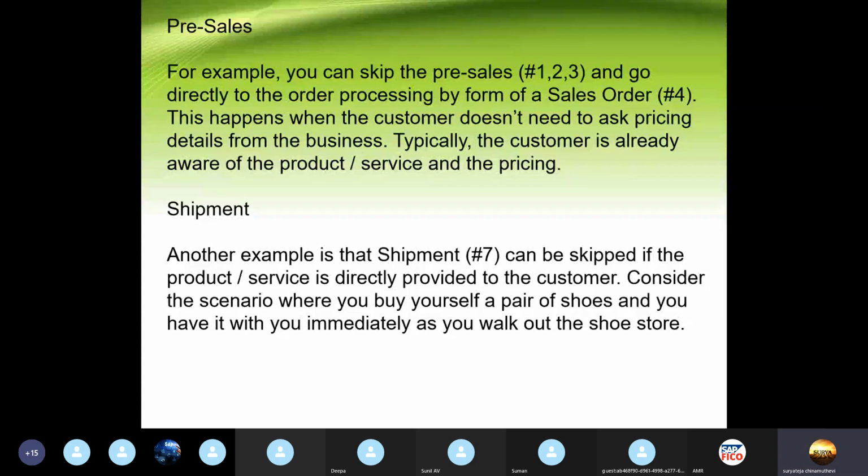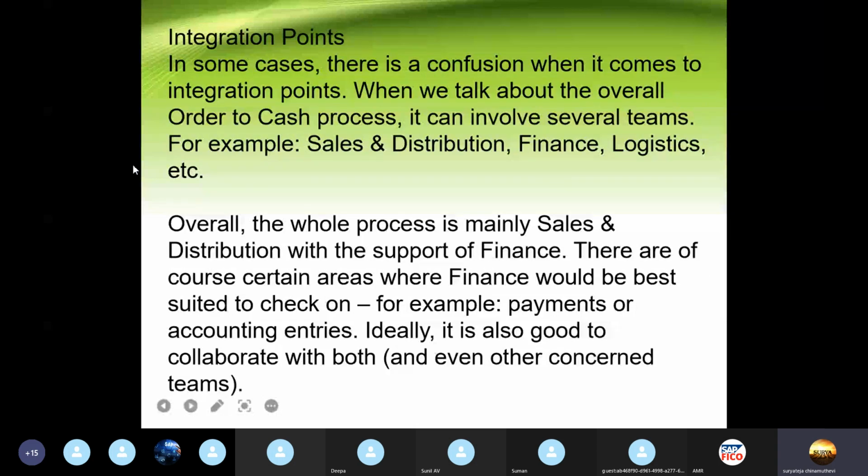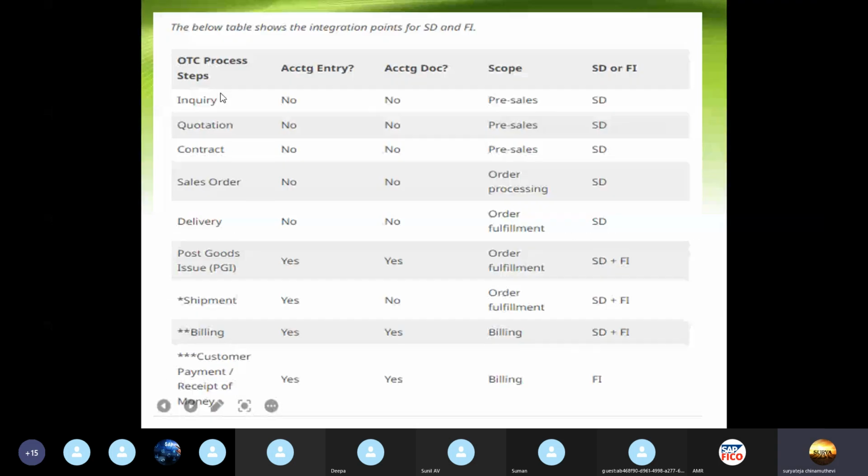Integration points. In some cases, there is a confusion when it comes to the integration points. When we talk about the overall order to cash process, it can involve several teams, for example, sales and distribution, finance, logistics, etc. Overall, the whole process is mainly sales and distribution with the support of finance. There are, of course, certain areas where finance would be best suited to check on, for example, payments or accounting entries. Ideally, it is also good to collaborate with both and even other concerned teams. The below table shows the integration points for SD and FI.